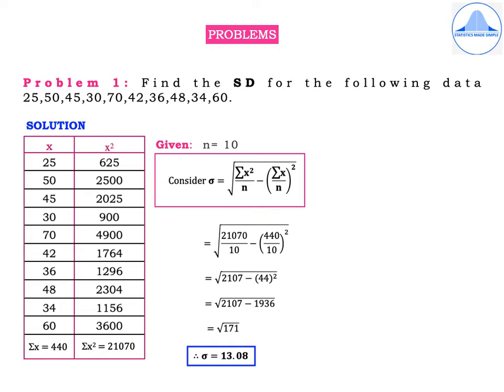Substituting both these totals and the value of n in the formula, we get root of 21,070 divided by 10 minus 440 by 10 the whole square, which is equal to root of 2107 minus 44 square, which is root of 2107 minus 1936, which is equal to root of 171. Therefore, sigma is equal to 13.08. So you can just take two places after the decimal after rounding off for the final value of sigma.